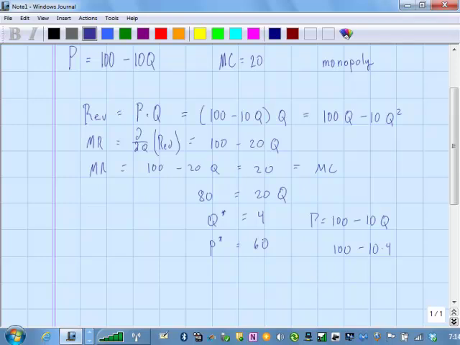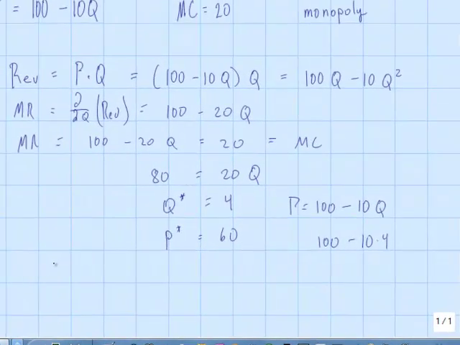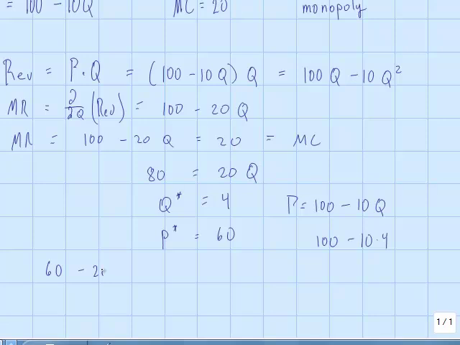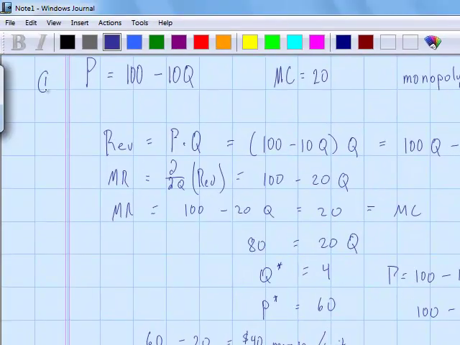So the price is 60 minus the cost of 20, because it's constant cost, is going to give me $40 of margin per unit, and 40 times the 4 units is going to give me $160 of profit. So the cost of this regulation to the firm is going to be $160, so the firm would be willing to spend up to that $160.